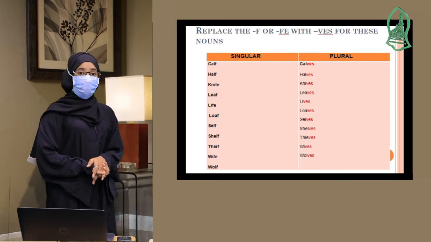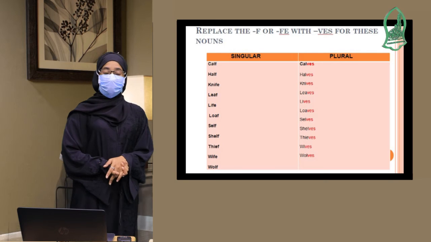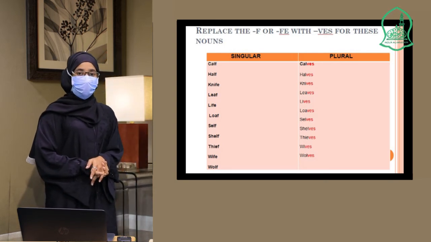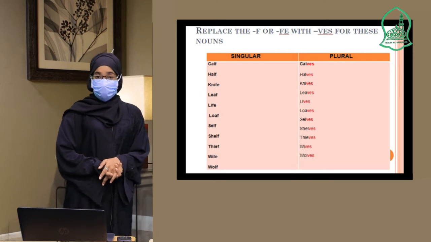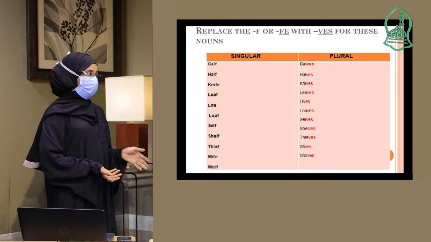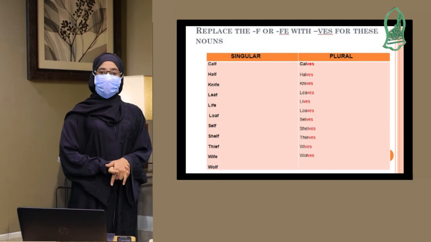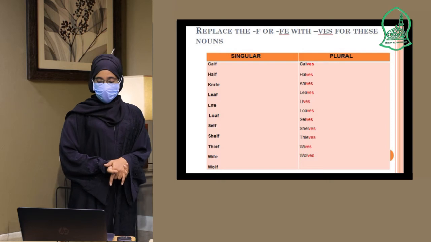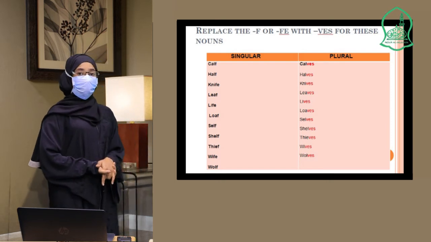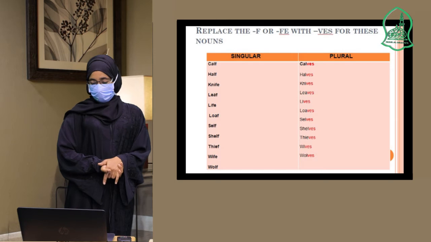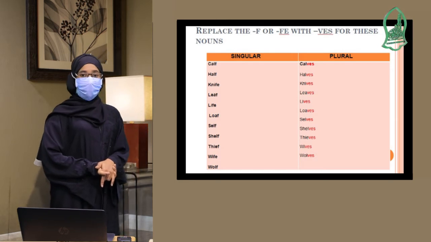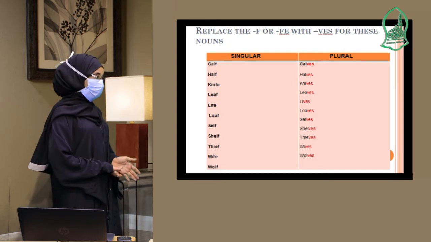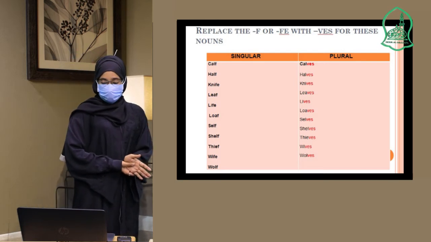Number two, half. Half is ended with F. When they are many, we are saying halves. We have knife. Knife ending with FE. When they are many, we are removing the FE and adding VES, so we are calling them knives. Leaf ending with F. When they are many, leaves. Life is one, many lives. Loaf is one, many loaves.